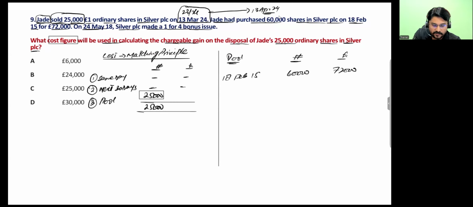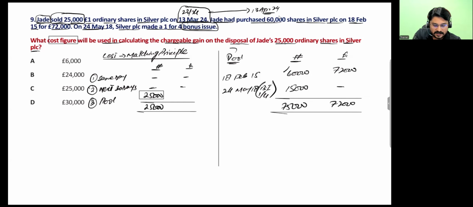Thereafter, on 24th May 18, there is a bonus issue of 1 for 4. This bonus issue fraction is applied on the existing number of shares. So if you multiply 60,000 by 1 upon 4, 15,000 shares are calculated. By the way, these are the bonus shares. Bonus shares have no impact on the cost. Total shares are 75,000, whereas the total cost is 72,000.